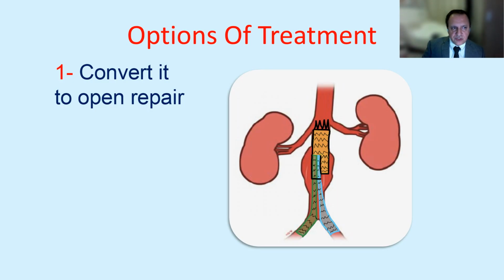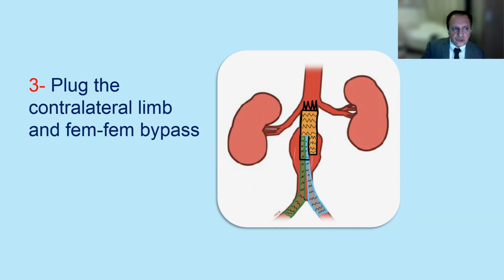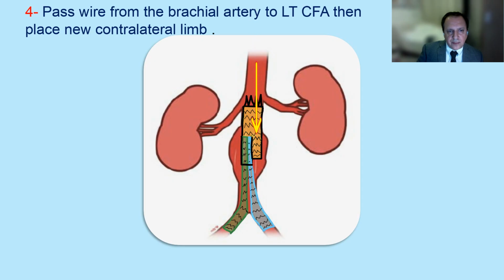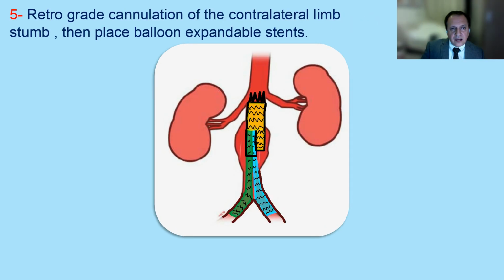You have multiple options. First, convert to open repair if you don't have much endovascular skill. Another way is to convert to aortoiliac and do a fem-fem bypass. Another solution is to go from above, put a plug in the contralateral limb and do a fem-fem bypass. The fourth solution is to go from above and get the wire all the way down, snare it, and then pull it over and put in the contralateral limb and squeeze the other limb between both limbs. Or the fifth option, what we did: we went with the catheter between the graft and the common iliac artery.